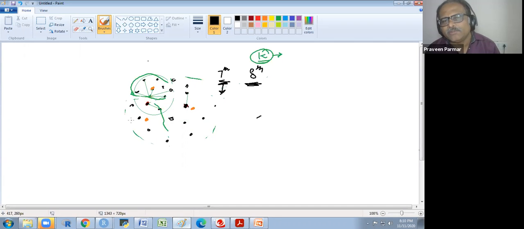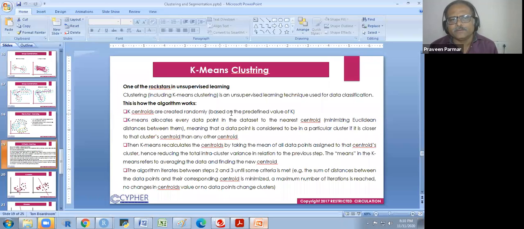So this is K-means clustering. First we decide the K, then we take randomly any data point you could select randomly. Got it? I will show you in the PPT also, but I have shown here because it would be better to understand in this way.